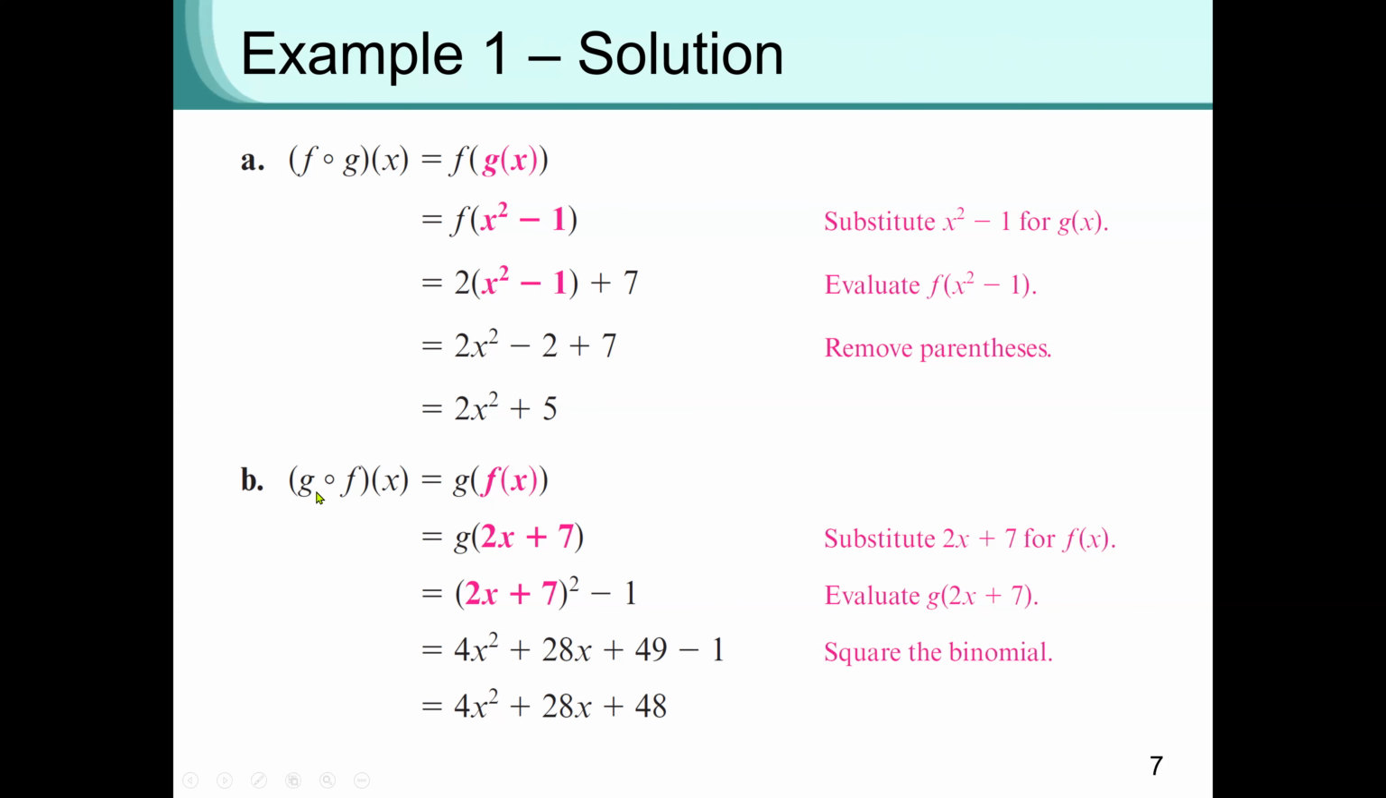Now, g composite f at x means g at f at x. f at x is 2x plus 7. So now anywhere I see the x in the function g at x, I'm going to replace it with 2x plus 7. And the function g at x is x squared minus 1. So I'll replace x with 2x plus 7, and it's squared minus 1. Then we solve it, and this will be our final answer.